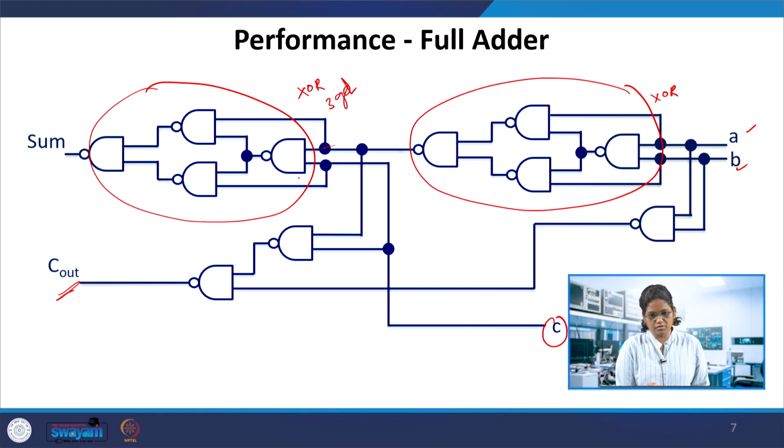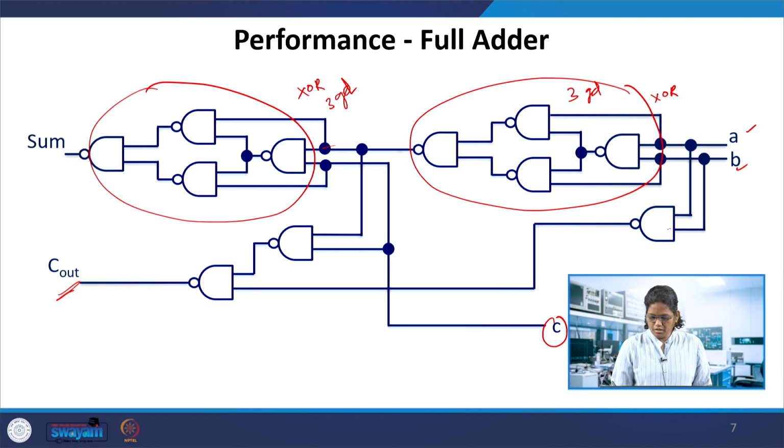With the gate delay model, we are coming to the timing analysis part. So this has 3 gate delays, and here there are 3 gate delays. If you go from here to here, 3 gate delays, and 3 gate delays. These 3 gate delays cannot be obtained without the C. So C needs to be obtained after this 3, and then the sum calculated. So from here to here, it is 6 gate delays. From C to sum, it is 3 gate delays.